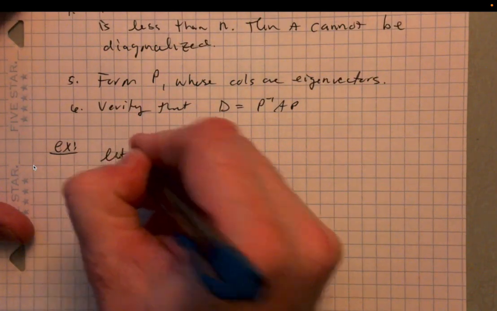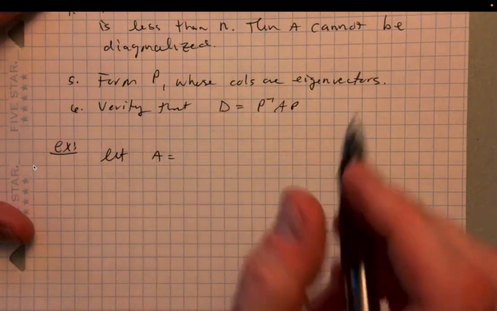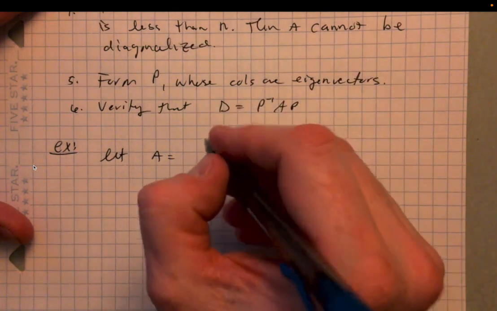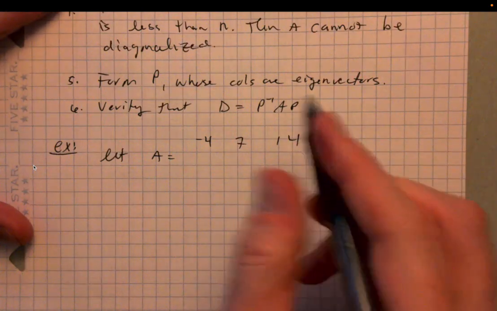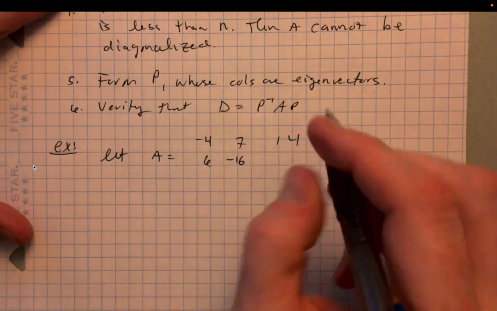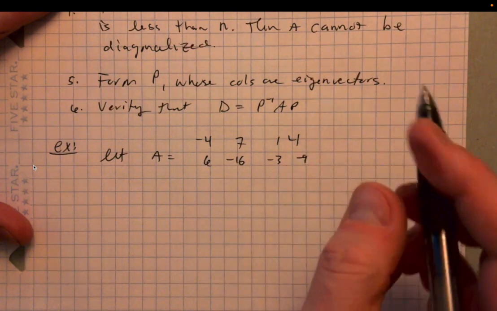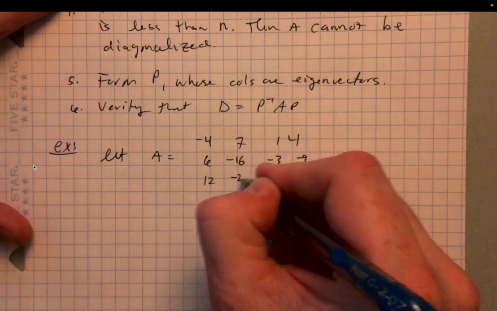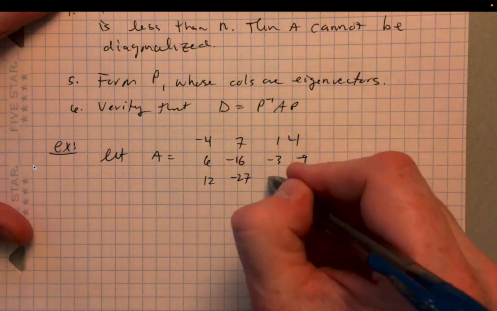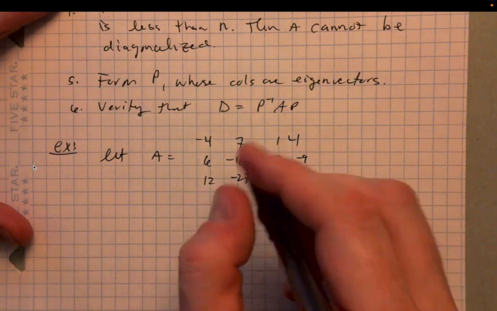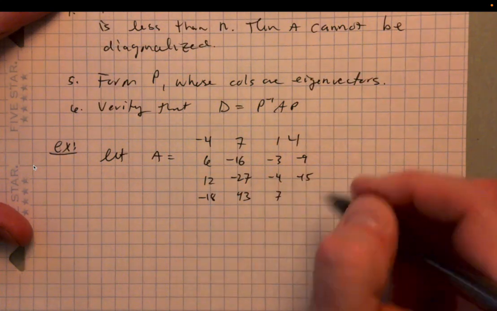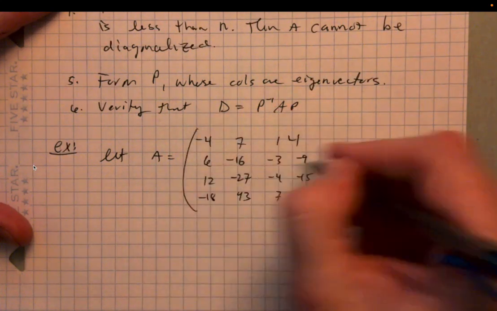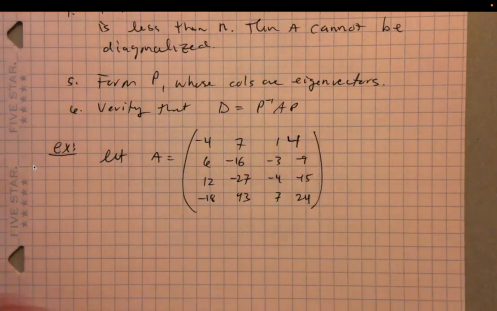So let's let A be a 4x4 matrix. So -4, 7, 1, 4, and then 6, -16, -3, -9, and 12, -27, -4, -15, and then -18, 43, 7, and 24. Okay, so here's our matrix. So that's our 4x4 matrix.